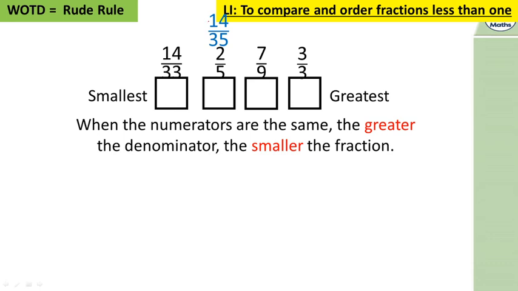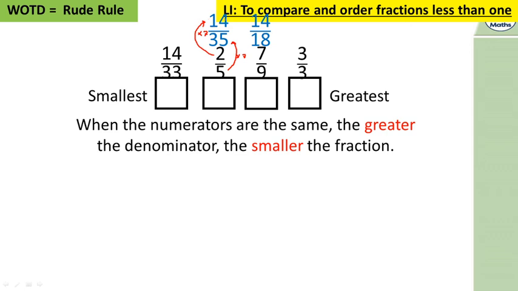So to get 2 to 14, you multiply it by 7. 2 times 7 is 14. Whatever you do to the top, you do to the bottom. So you times 5 by 7 as well, and you get 35. What do you do to 7 to make it equal 14? 7 times 2 is 14. Whatever you do to the top, you do to the bottom. 9 times 2 is 18.